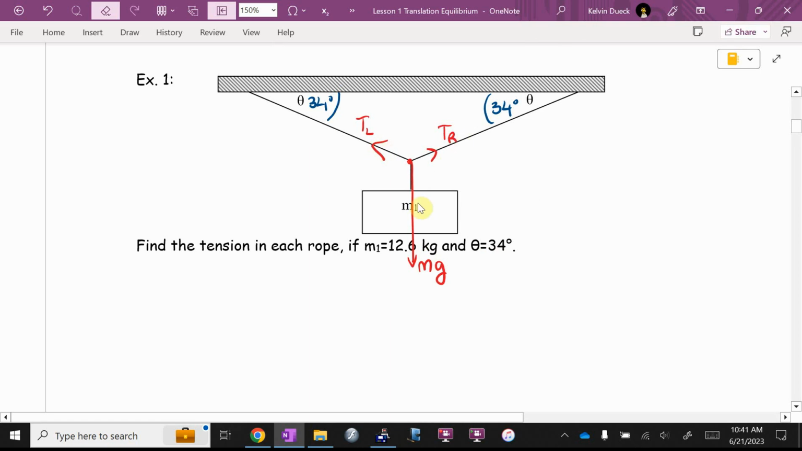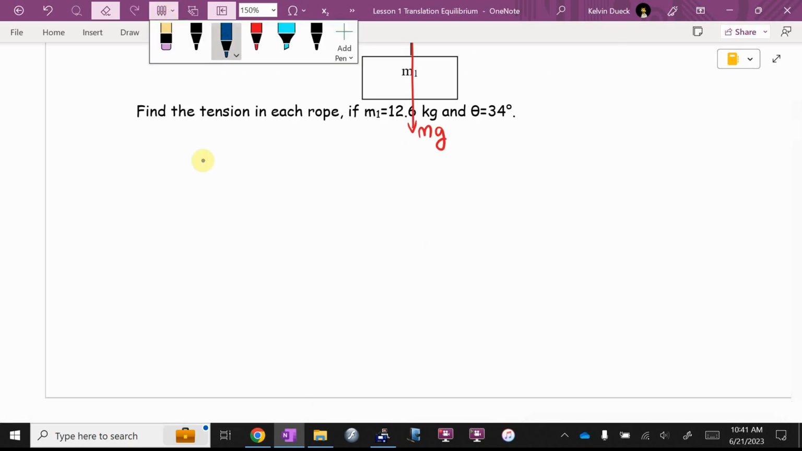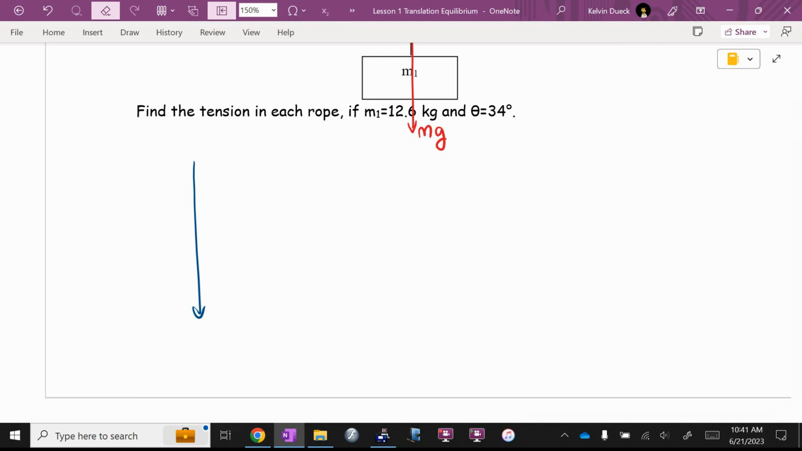Ella, out of these three vectors, which one looks the easiest to draw? I'll give you a hint. It's obvious. Everybody draw MG first. I'll label it in a second, but Ashley, what do you want to draw next? Tension left or tension right? I don't care. Pick.